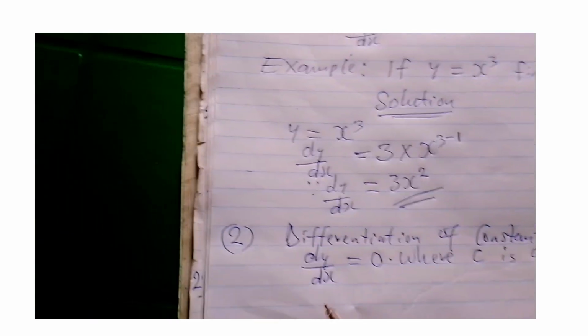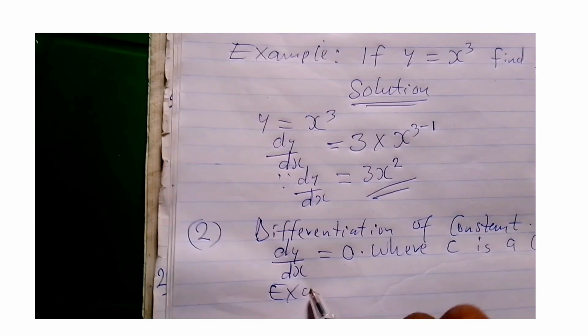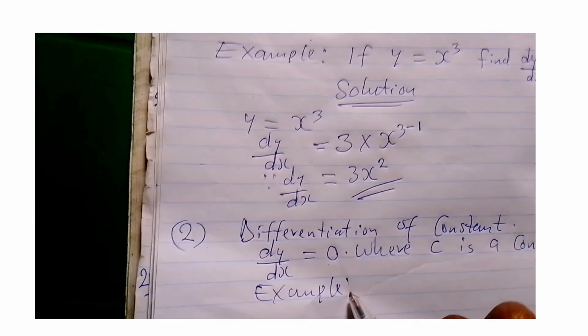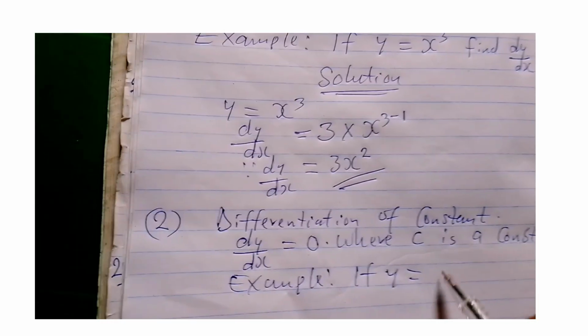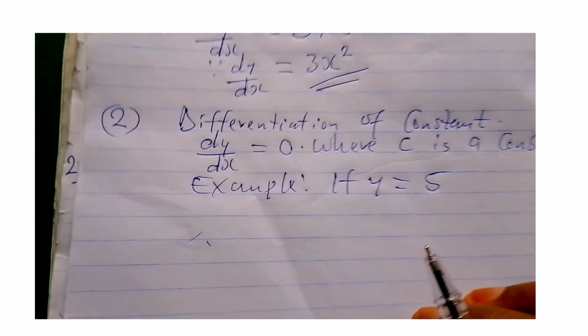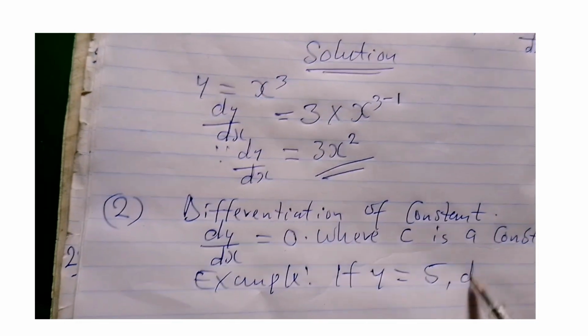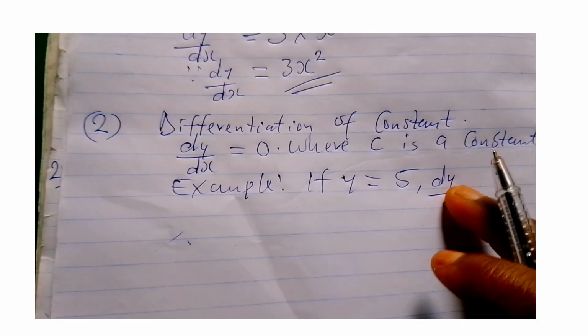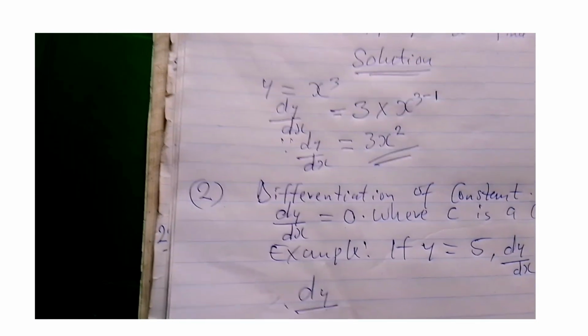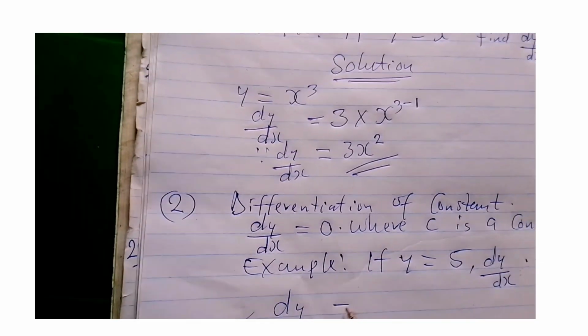Let me explain this using an example. Now, let's look at this example. Please pay attention. If y is equal to 5, right? If y is equal to 5, they say we should find dy over dx, right? We should find dy over dx. For us to find dy over dx in this case, pay attention, dy over dx is equal to what?